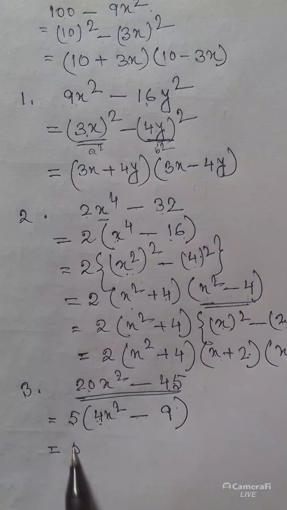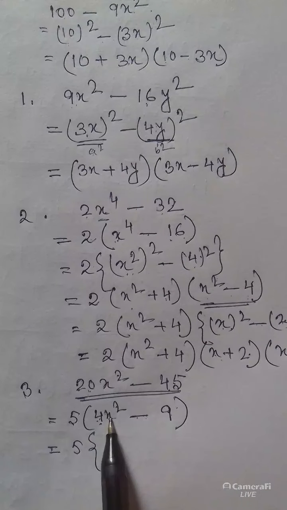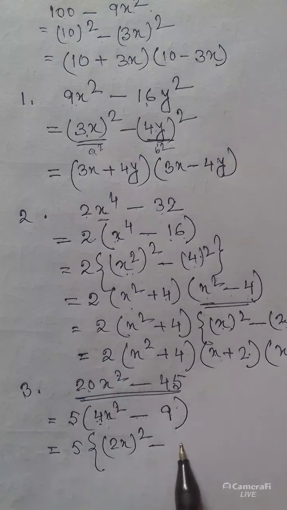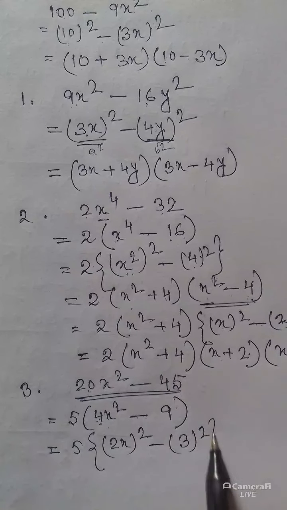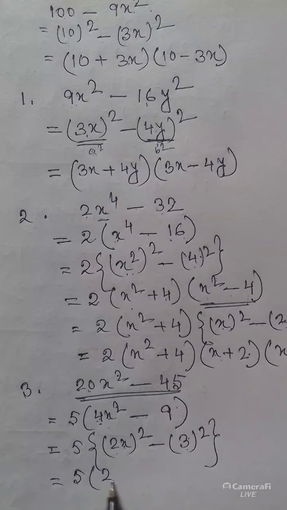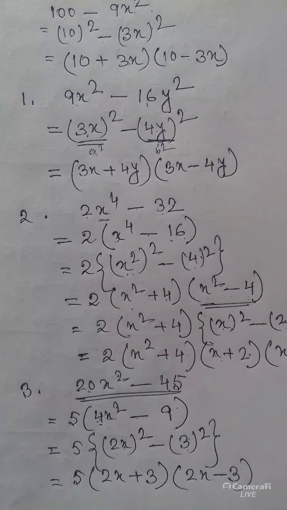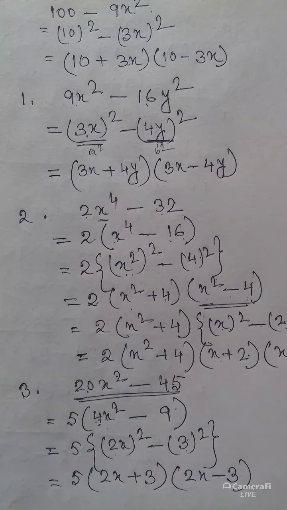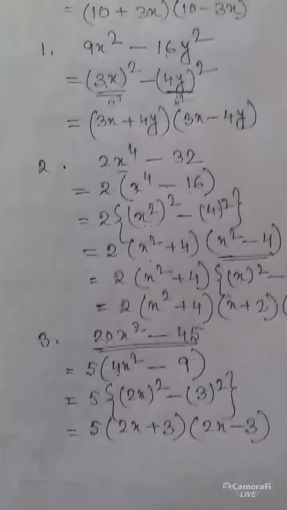So 5 common, 2x whole square, since 4x square means 2x whole square, minus 9 means 3 square. Again a square minus b square, with a as 2x and b as 3. So we can write a plus b into a minus b. This is factorizing the difference of two squares.